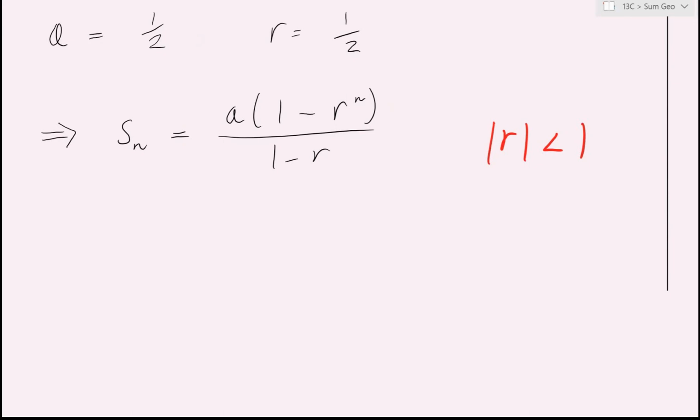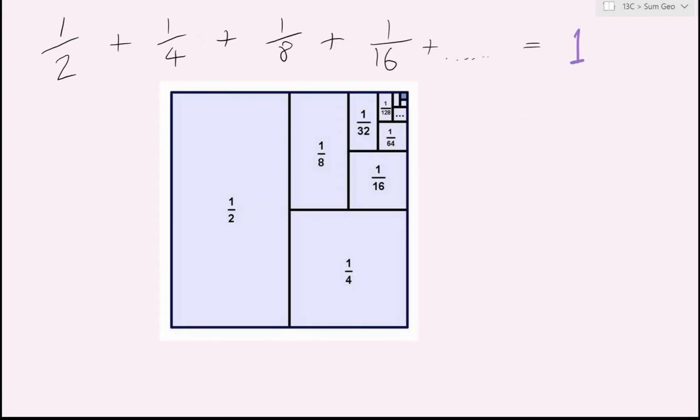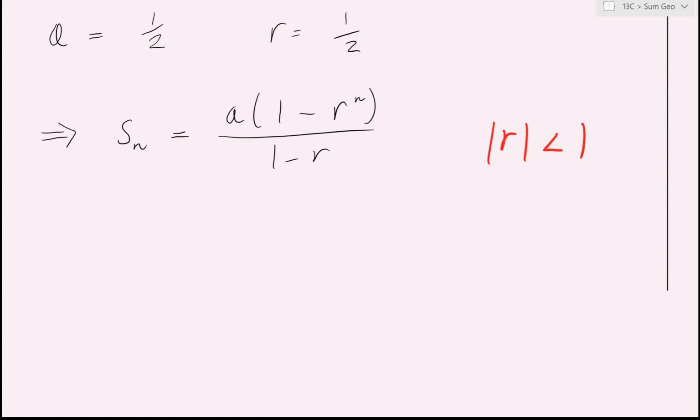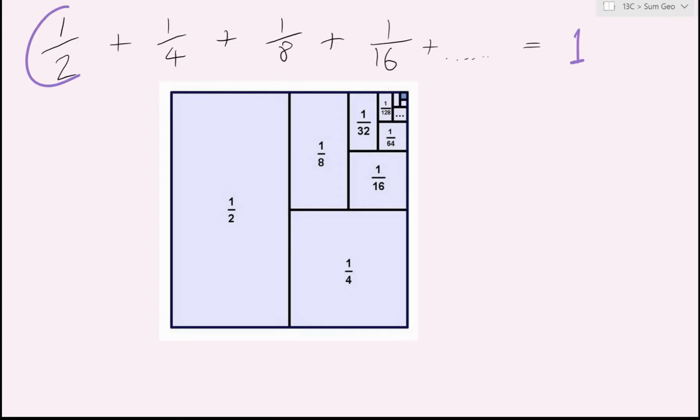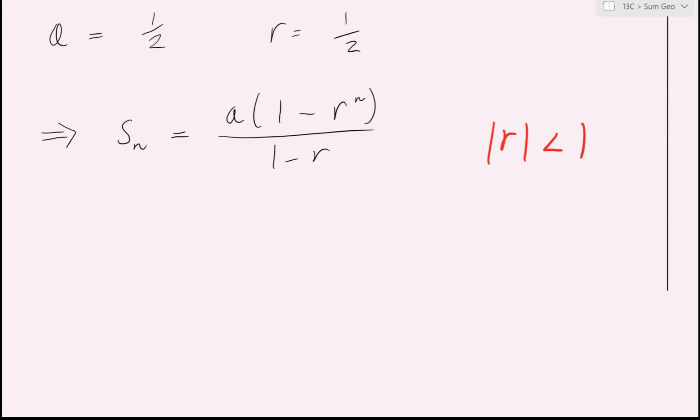So for that sequence, my first term was a half, and each time I was timesing by a half. We're going to try and use this formula here to work out my sum to infinity. So let's just work out the sum of the first 1,000 terms so far.